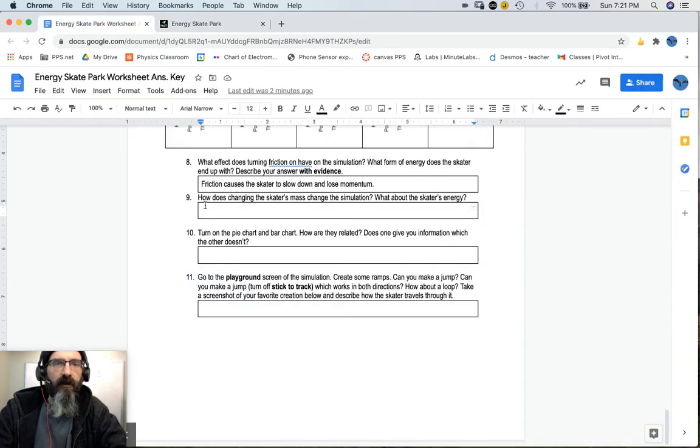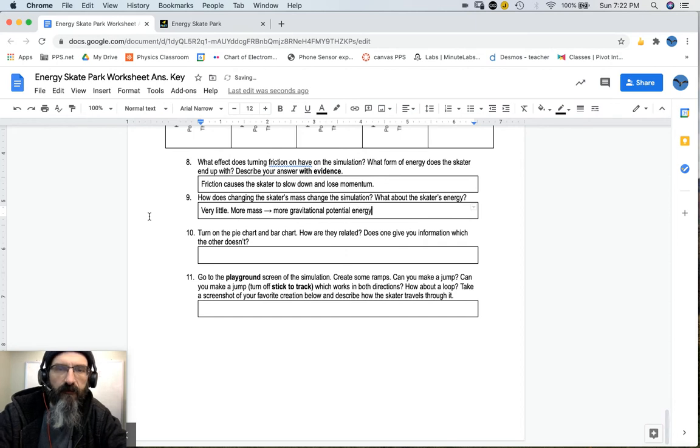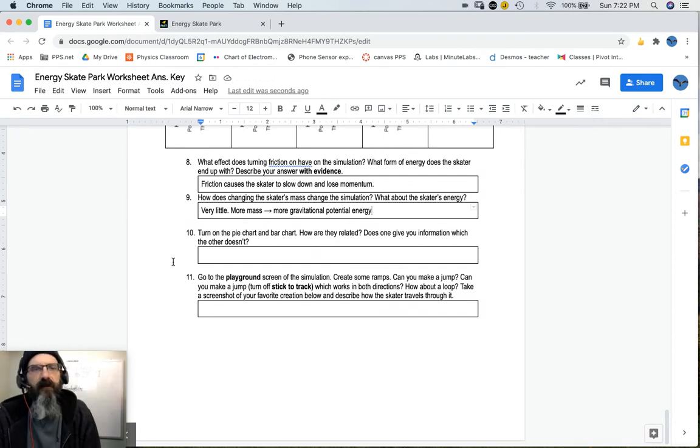So how does changing the skater's mass change the simulation? Very little, I'd say. What about their energy? Well, more mass. Here's a little trick. You type in 2 dashes, and that thing turns it into an arrow. More mass, more gravitational potential energy. Kind of weird, though, that even though they have more energy, they don't go any faster in the end. I wonder what that's all about. You should look into it.